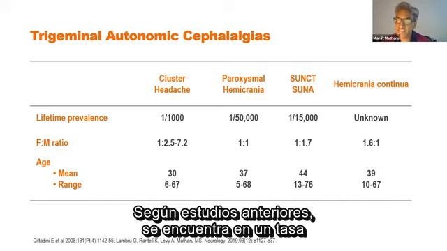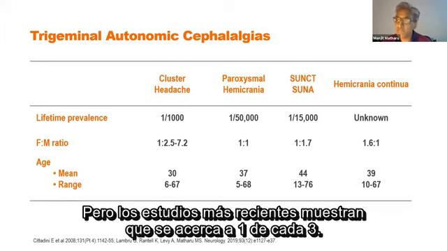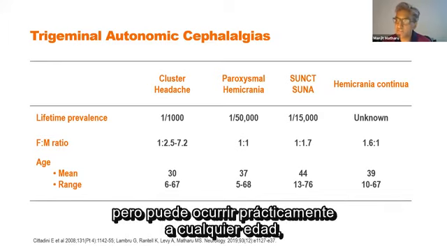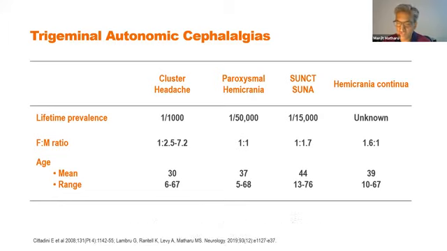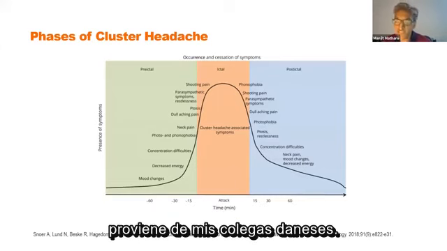The oldest studies said it's in the region of a 1:7 ratio, female to male, but the newer studies show that in fact it's probably closer to 1:3. The mean age is about 30, but it can occur at pretty much any age range, as the figures over here show. And in recent times, one of the most exciting studies we've seen on the phenotype has in fact come from my Danish colleagues.